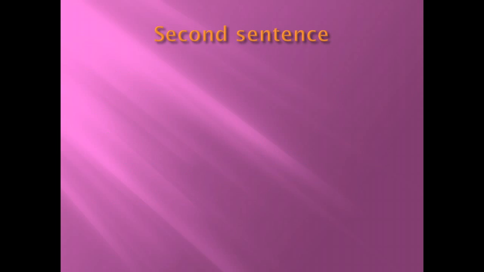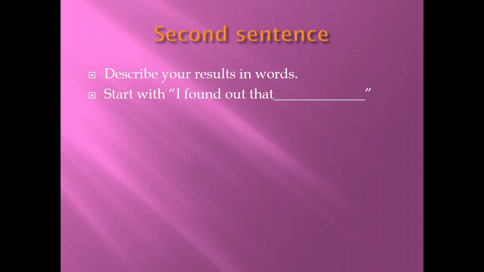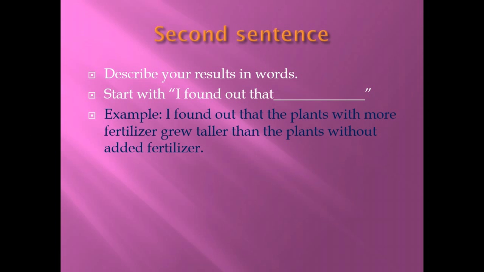Moving on to your second sentence, here's where you describe your results in words. Start your sentence with, I found out that. For example, I found out that the plants with more fertilizer grew taller than the plants without added fertilizer. So I'm telling the reader, okay, I've done my experiment. I added more fertilizer to some plants, less fertilizer to others, and I found out that the ones with more fertilizer grew taller.